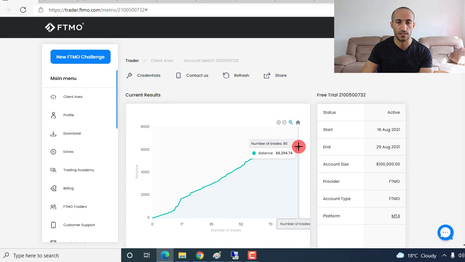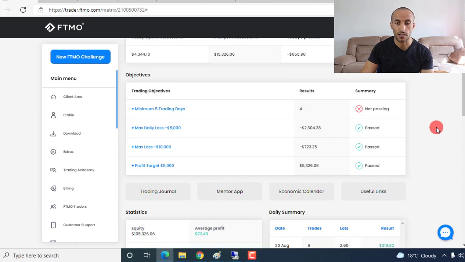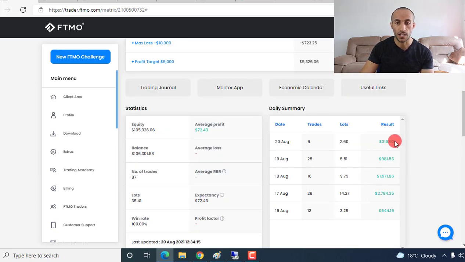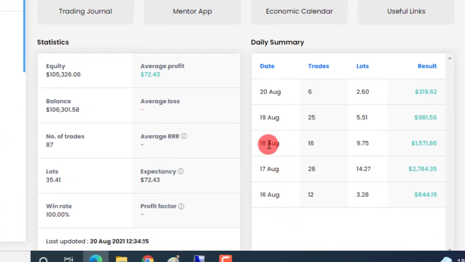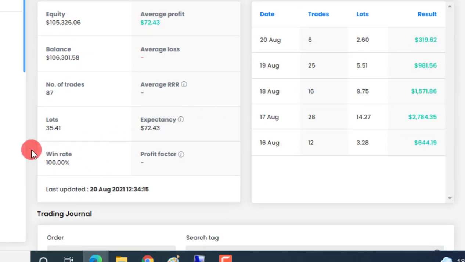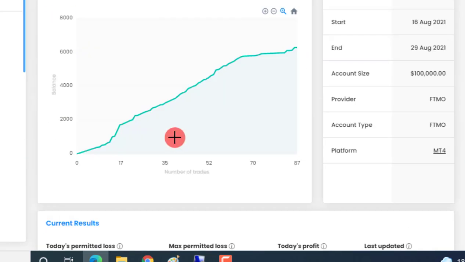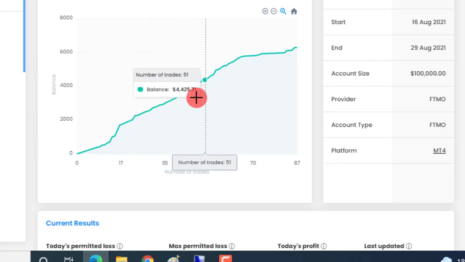Again, as you see, guys, it's at 6,301 after doing 87 trades. Again, this is a scalping EA. You see Monday, Tuesday, Wednesday, Thursday, and Friday being today, the 20th. All combined is more than 6,000. So that's how I smashed it, and the win rate is 100. That's why we don't see any drop, just going up.